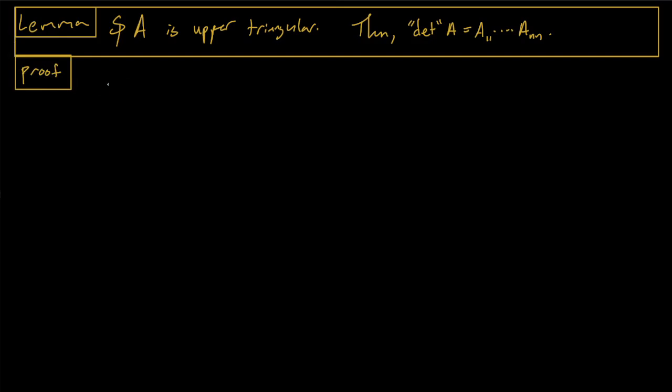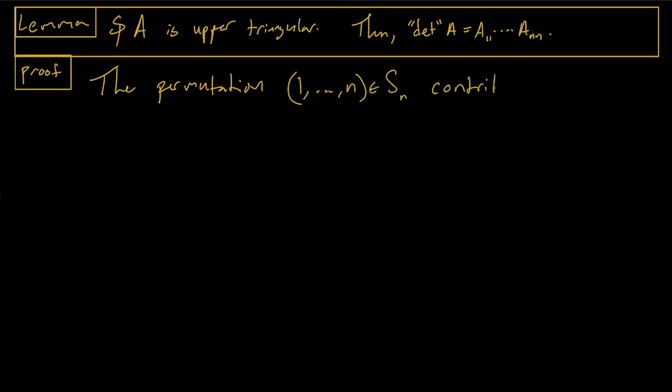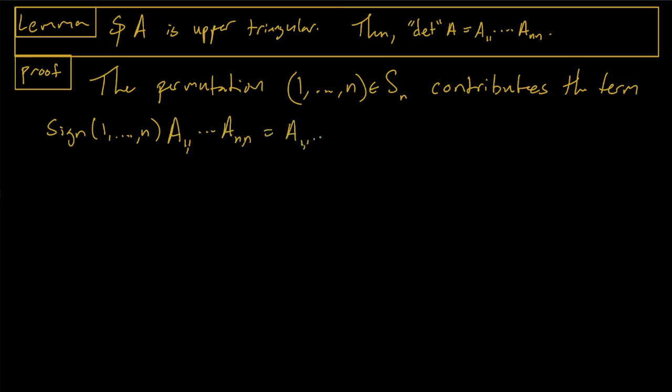So here's the idea. The identity permutation 1 through n in S_n contributes the term sign of the permutation times a11 through ann, which is just equal to a11 dot dot dot ann.